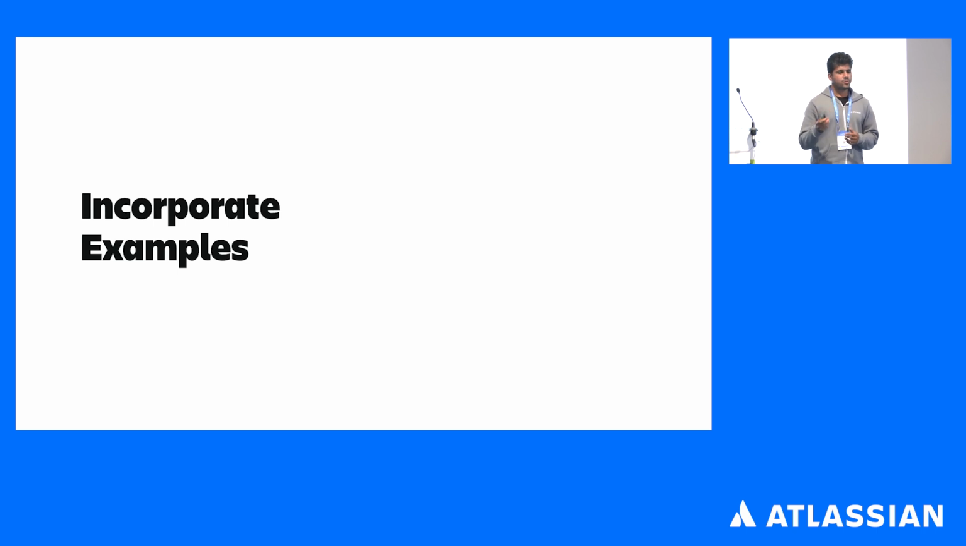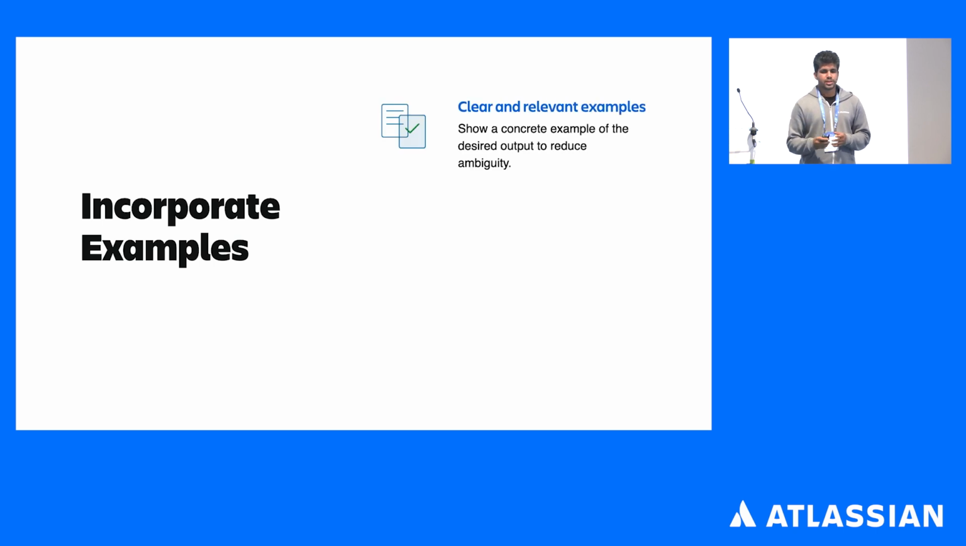All right. Another way to improve your prompts is by incorporating examples. So the first way is by providing very clear, relevant examples. So instead of saying, write a professional email, you can say, dear so-and-so, I hope you are doing well, and I wanted to follow up on our meeting about this topic. So giving the examples gives the AI agent an idea of what the format of the output should look like.